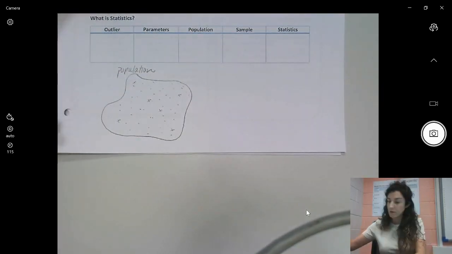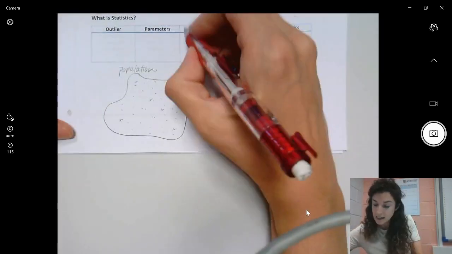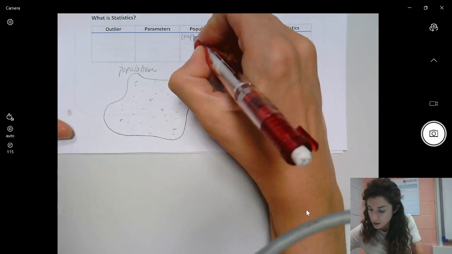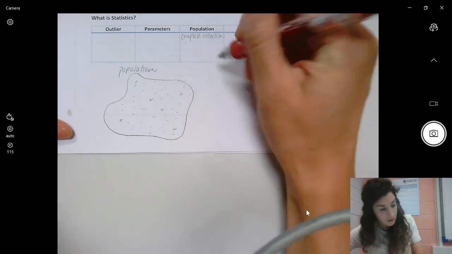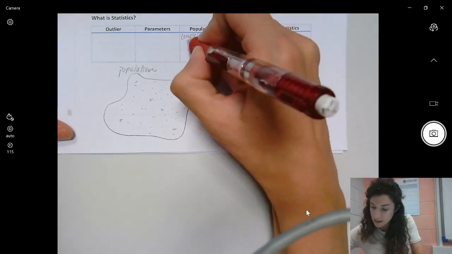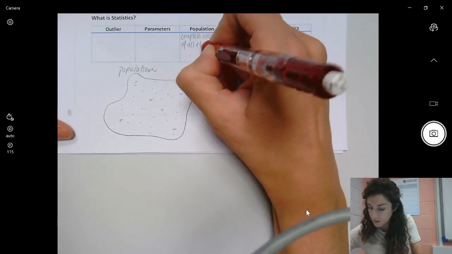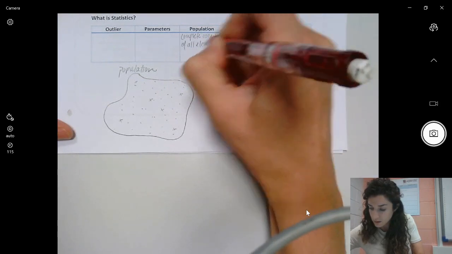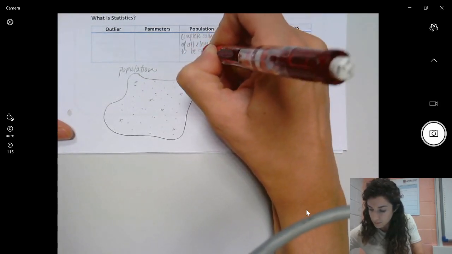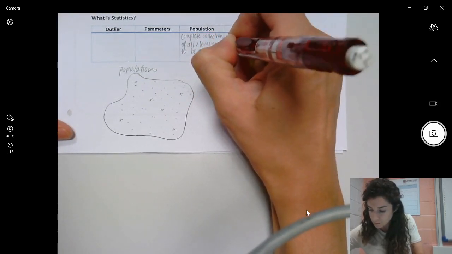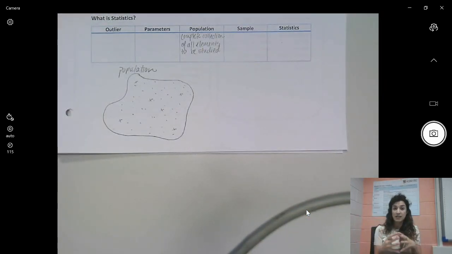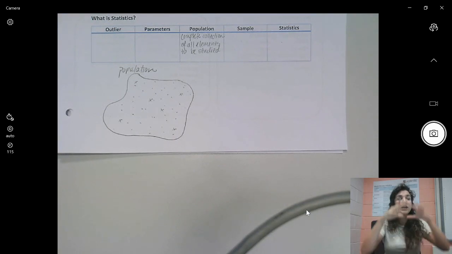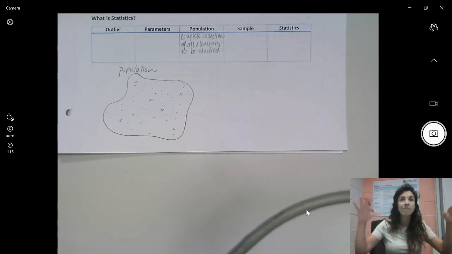And the definition of a population is the complete collection of all elements to be studied. So we've got our complete collection of all the elements that we want to study. We might have something that we want to talk about. We're going to have a total population that represents everybody who could possibly fit into this idea of what we want to talk about.